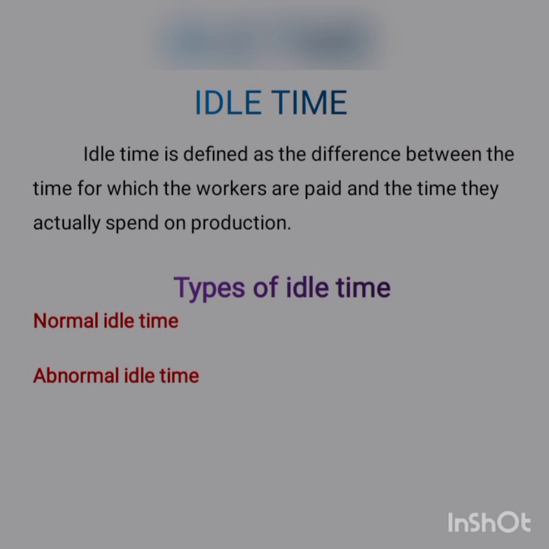Next, I am going to share some points regarding idle time. Idle time is defined as the difference between the time for which the workers are paid and the time they actually spend on production. Idle time can be classified into two types: one is normal idle time, and the other is abnormal idle time.